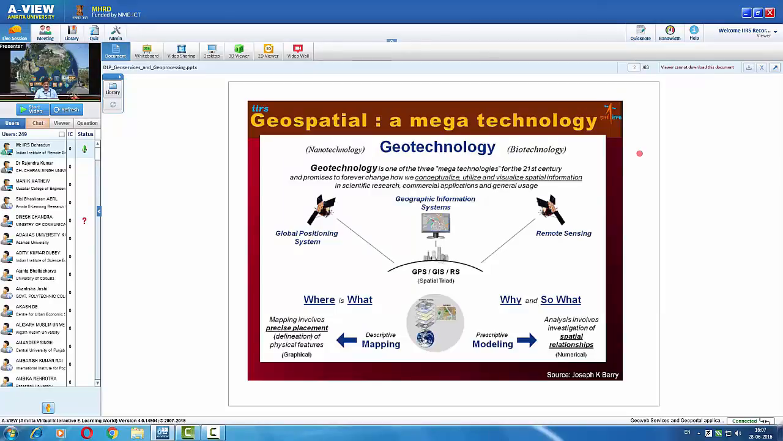is mapping the precise placement of physical features, that is more descriptive in nature, and also why, if, and so what. That means we are able to model the precipitative information available and provide a spatial relationship between them. So one is descriptive and another one is modeling. Both are part and parcel of this very important technology.